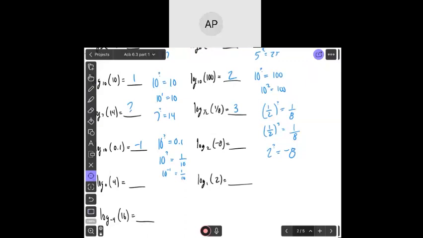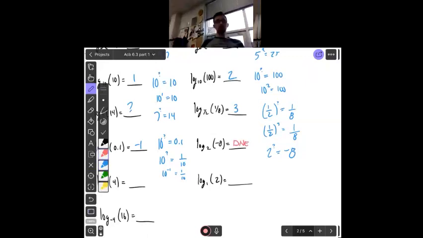Couldn't you not do it since it's a negative? Yeah, exactly. It's not possible. That does not exist. There's no power we can raise 2 to get negative 8 as an answer. We definitely don't want to think it's negative 3, right? 2 cubed is 8, so we think, oh, negative 3. But negative 3 would give us a fraction, not a negative number.